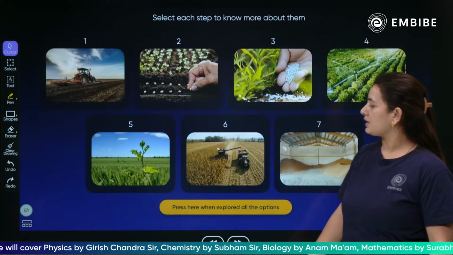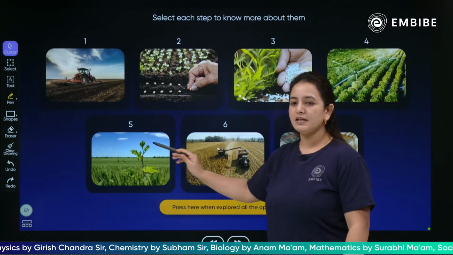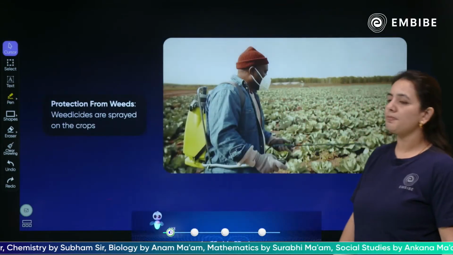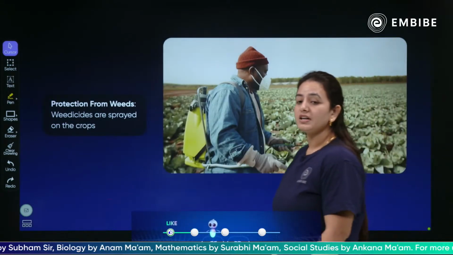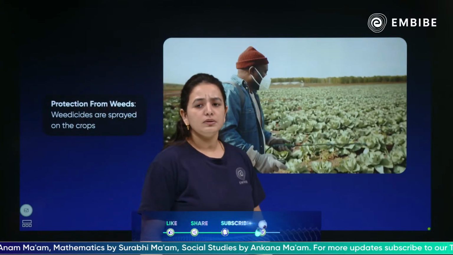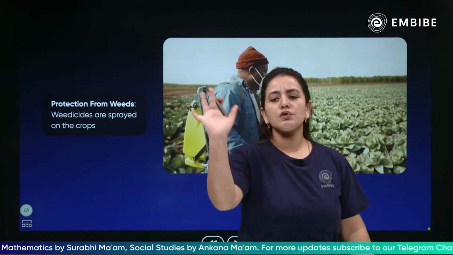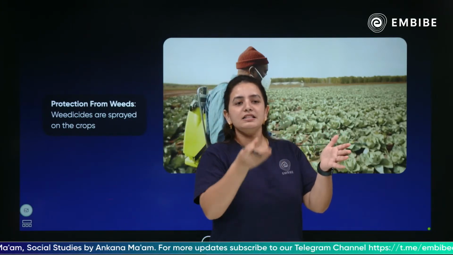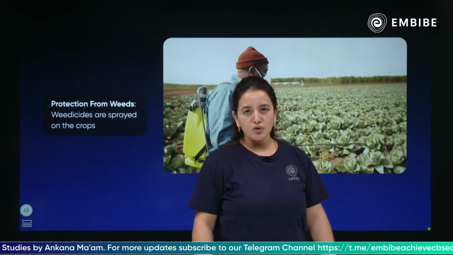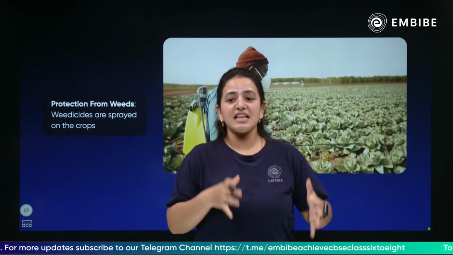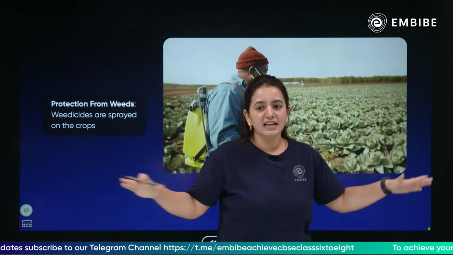Again, I am going back. Now, let's see what is in the fifth step. Clicking on the fifth is the protection from the weeds. What is protection from the weeds? Children, you will not eat a fruit or a vegetable which has some worm or some pest inside it. Yes or no? So, these pests, these insects can destroy the whole cultivation.